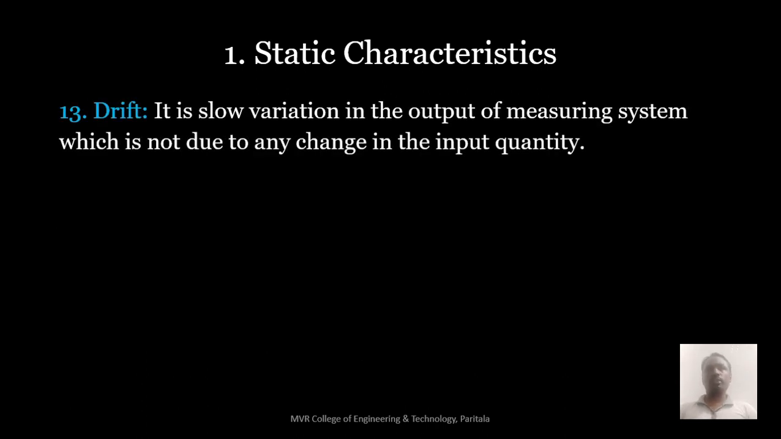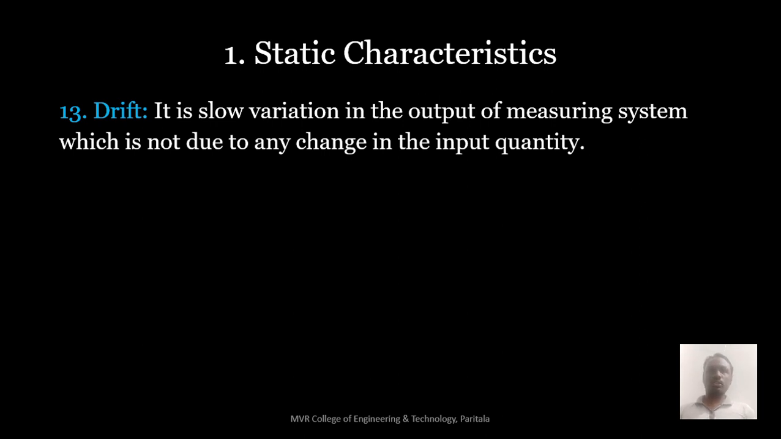Next one is drift. It is a slow variation in the output of the measuring system which is not due to any change in the input quantity. It is almost the nearest term to uncertainty. Even though we are not changing the input, the needle is changing. It is a slow variation in the output of the measuring system, not due to any change in the input quantity. We are not changing the input quantity here. Maybe some disturbances can cause it to change sometimes. Such a thing can be called drift.